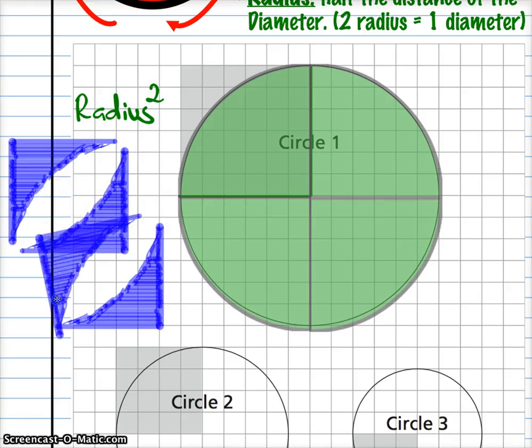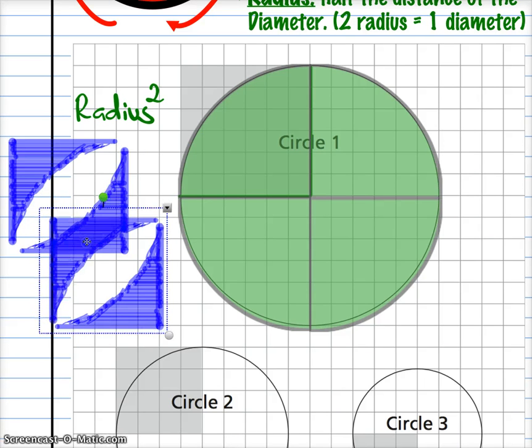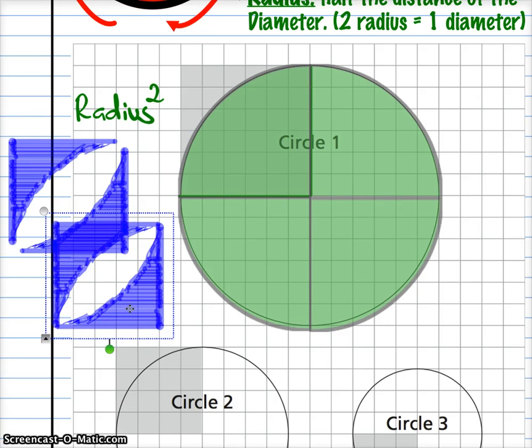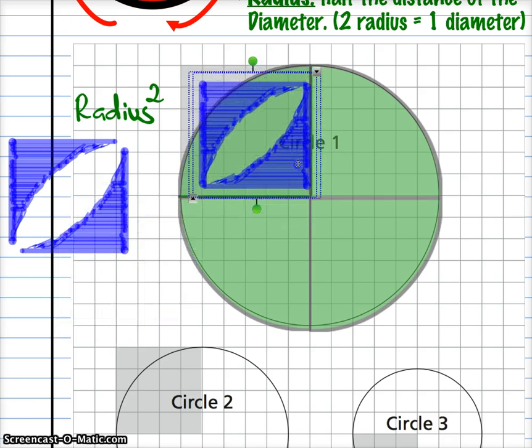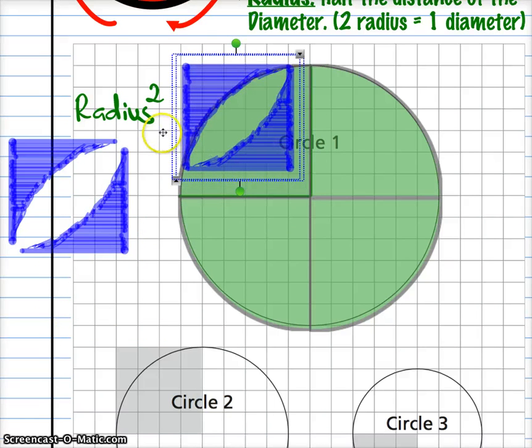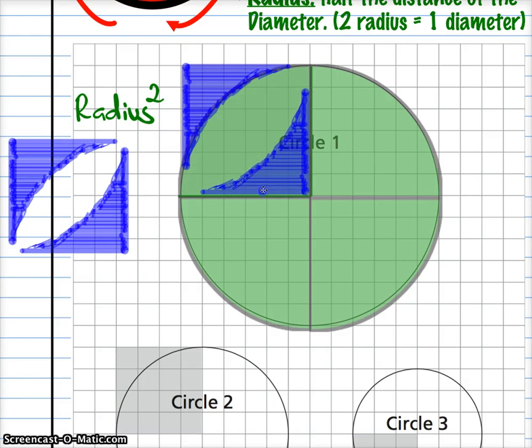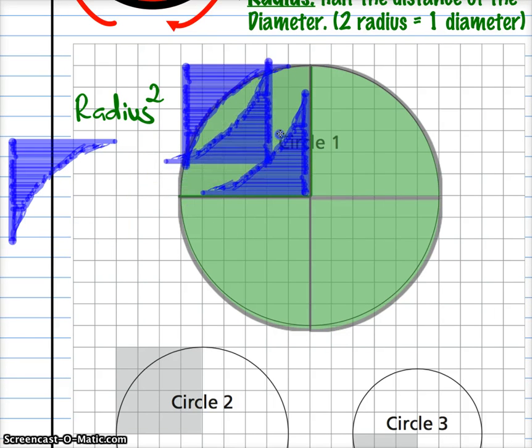So how much does this represent? Does this represent a whole other square? Do these sections together represent a whole square? Do these two represent a whole square? No, not quite. So let me put this here. I've used 4 minus this section here. I know it doesn't really exactly fit in here.